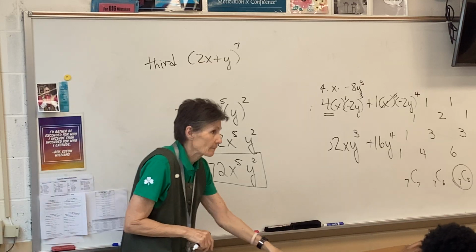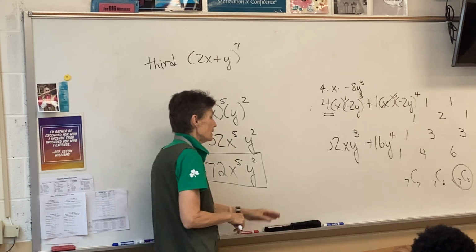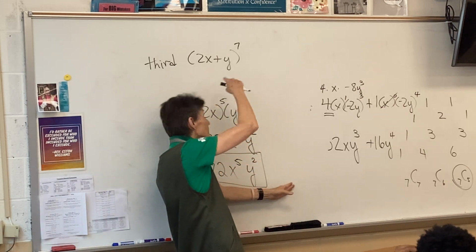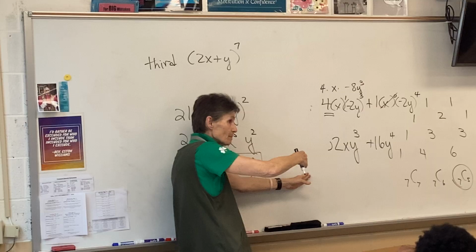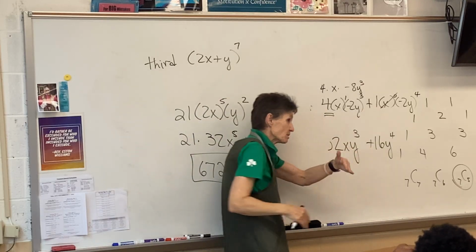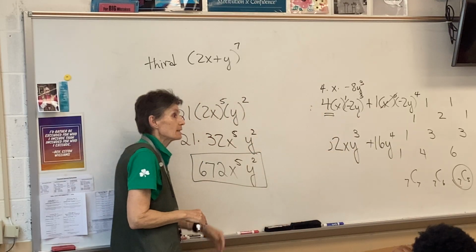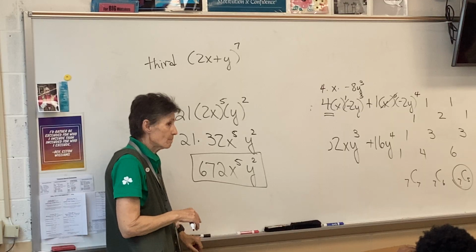Question, so how'd you get the 5 over the 2x again? In the first term, it's 7. The second term, it's 6. Next term, it's 5. It's count down. Oh, so you just copy it again, okay. Count down.